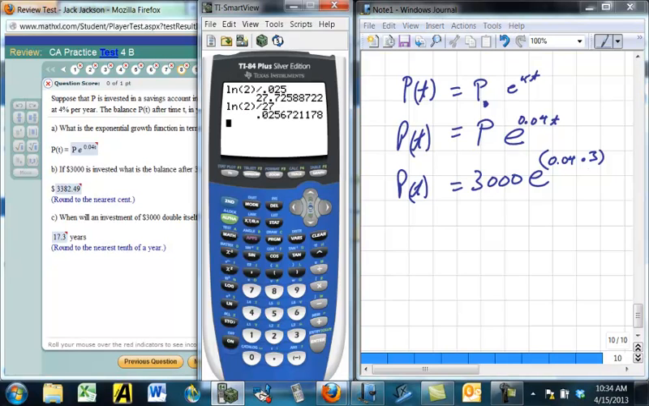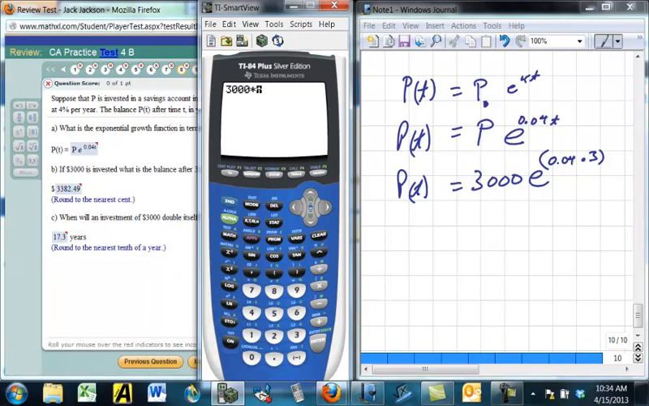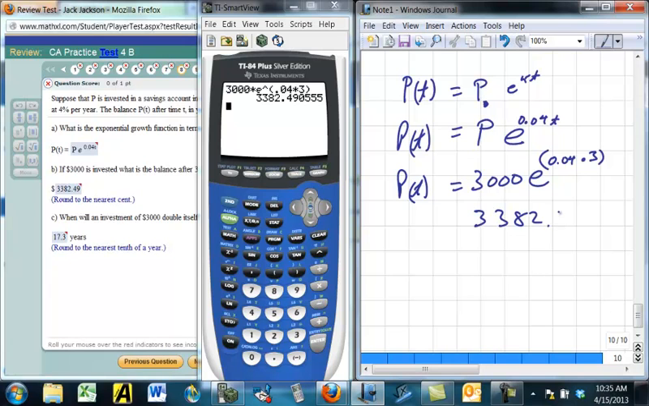So we're going to work this out on our calculator. 3,000 times e to the power 0.04 times 3, close parentheses, enter. $3,382.49, which is what they have. That's good. When will it double itself?